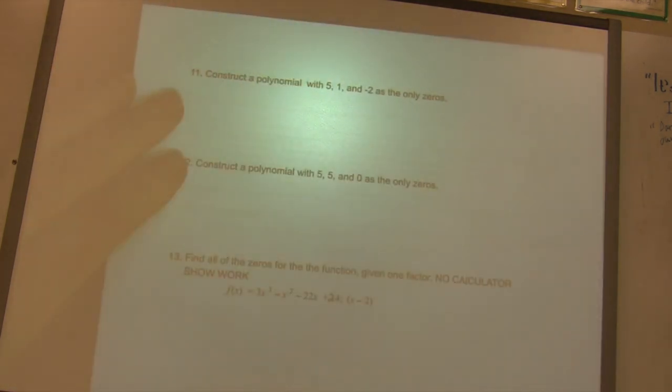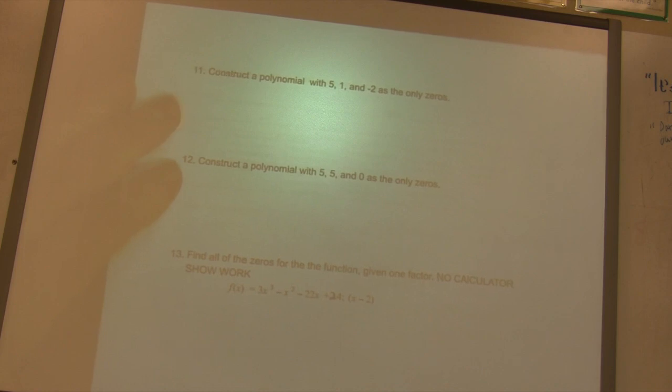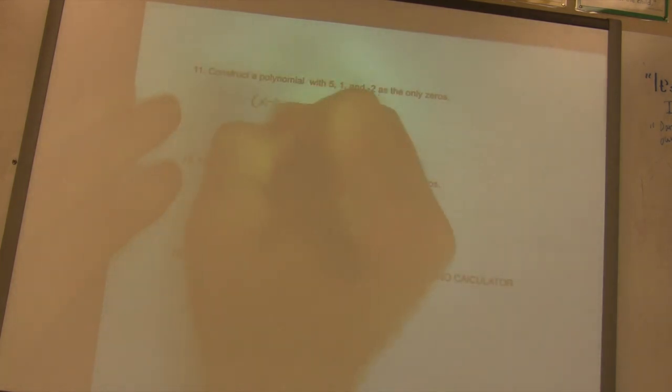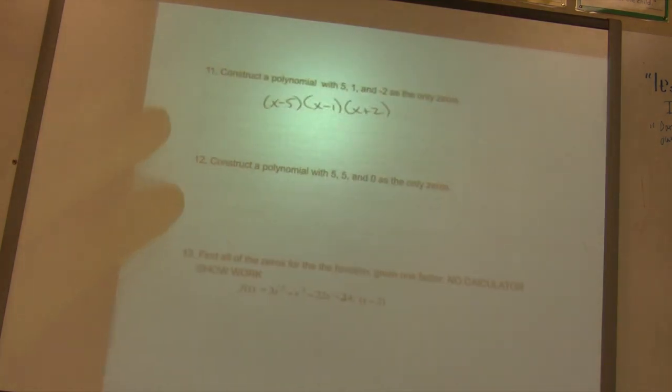Constructing a polynomial when they give you the zeros. So in this case, they give us 5, 1, and -2. So we have to remember the factors are opposite that. So they'd be x minus 5, x minus 1, and x plus 2. And then you just have to multiply that together.